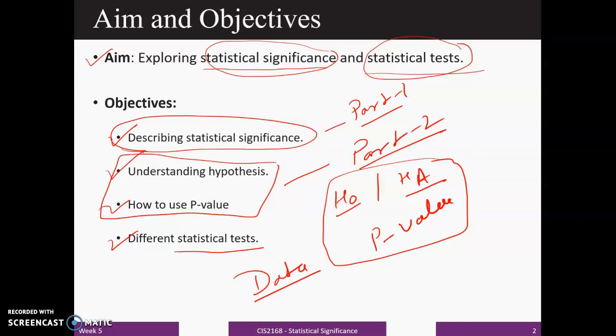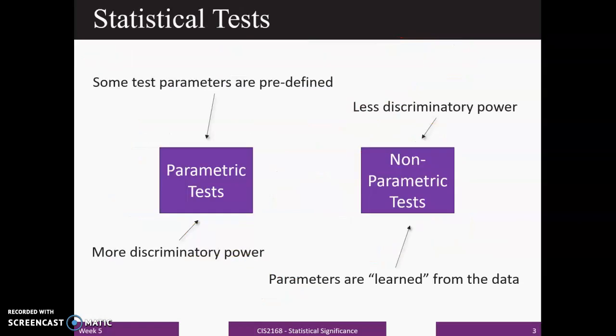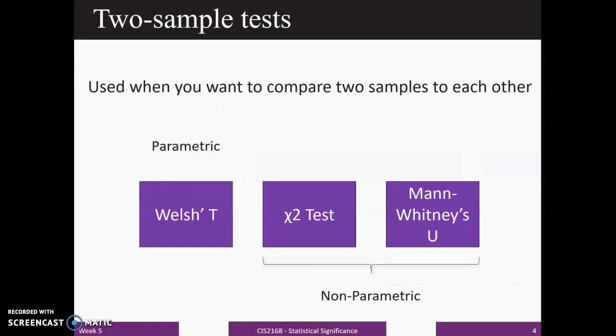First of all, I will explain different types of statistical tests. All in all, statistical tests are classified in two categories. The first category is known as parametric statistical test and the second one is non-parametric statistical test. Here you can see examples of parametric and non-parametric tests.